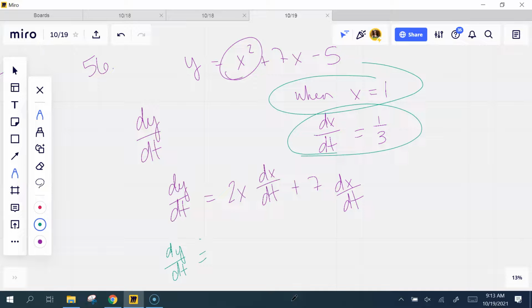All I'm doing is a normal derivative, but I'm chain ruling it essentially. I'm taking the derivative of x, and since I'm not finding dy dx, I'm finding dy dt, I need to take the derivative of x with respect to t every time I do something derivative-wise. So you get 2 times 1 times 1/3 plus 7.